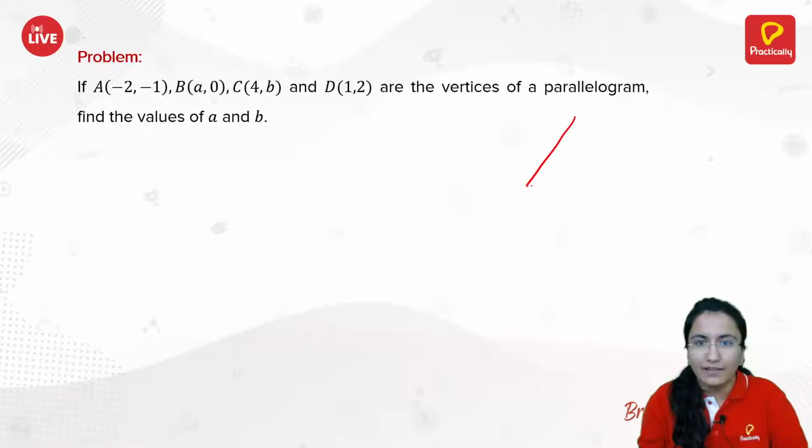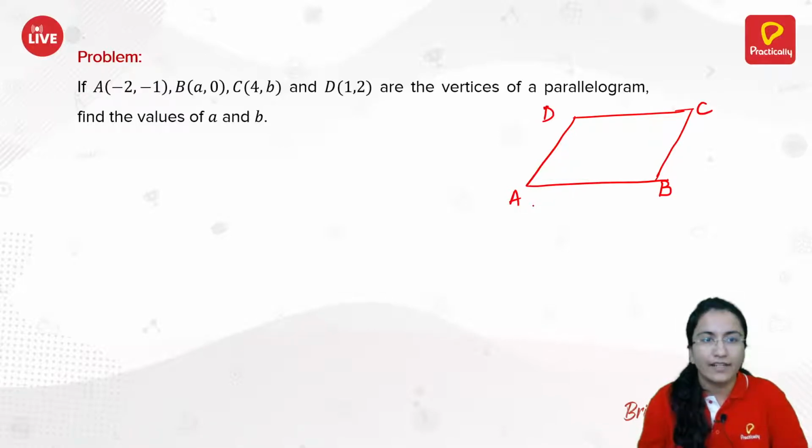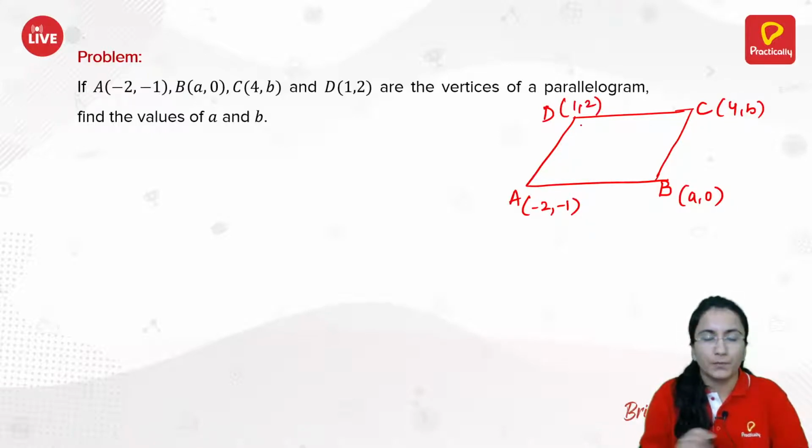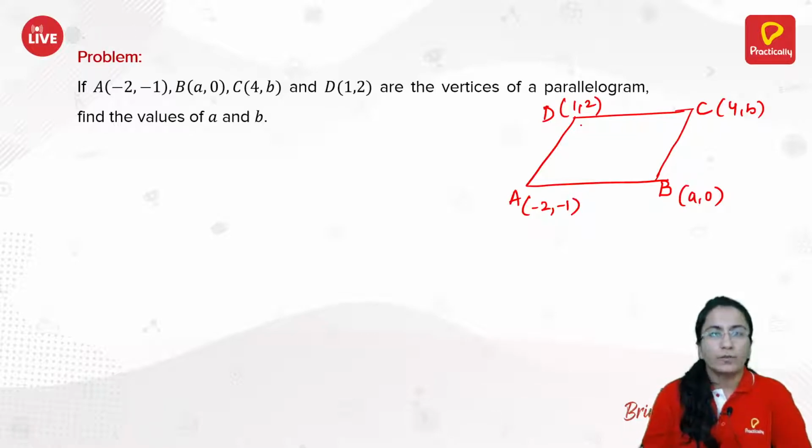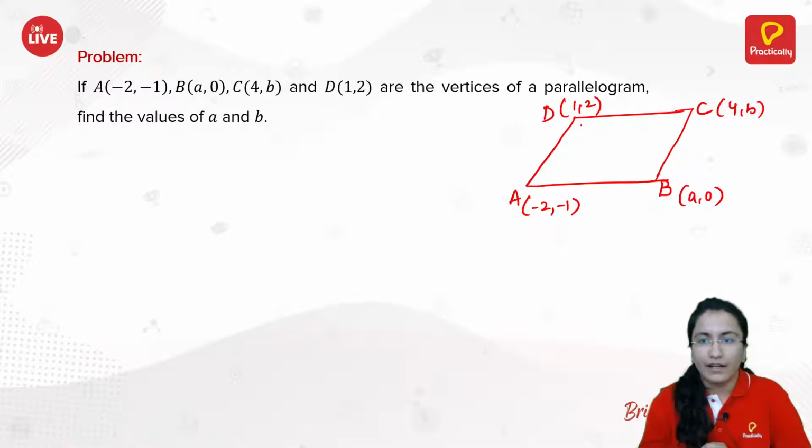So we have a parallelogram ABCD. This is the parallelogram ABCD. Let's write the points: A is (-2, -1), B is (a, 0), C is (4, b), and D is (1, 2), right? You have all 4 vertices of a parallelogram, and 2 of the coordinates are in the form of a and b, right? You need to calculate the values of a and b. How will you calculate it?